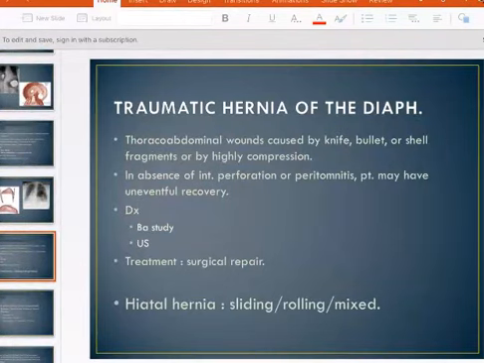Now, another thing we have is traumatic hernia of the diaphragm. This is either a thoraco-abdominal wound caused by a sharp instrument like a knife, or by a bullet or shell injury, or maybe the most common is by compression therapy. This is a very important thing. It may be undiscovered in the early stage of the damage and tear of the diaphragm.